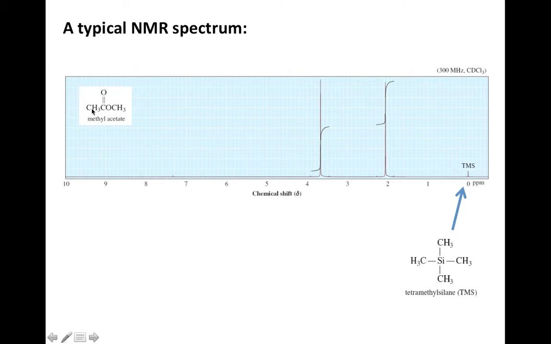So methyl acetate has got two different types of hydrogen atoms. So the first type of hydrogen atoms, these three hydrogens here are all the same as one another, but they're unique within the rest of the molecule. So those three hydrogens give rise to this signal here. And these three hydrogens are the same as one another, but unique within the rest of the molecule. So we'll call these hydrogens another hydrogen environment. They give rise to the other signal.